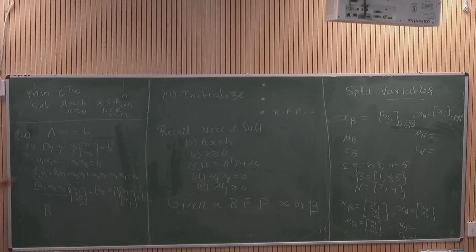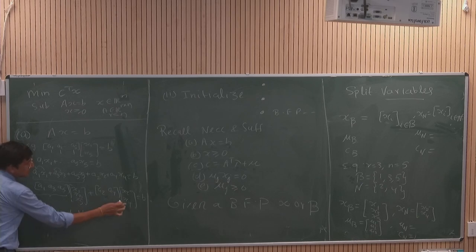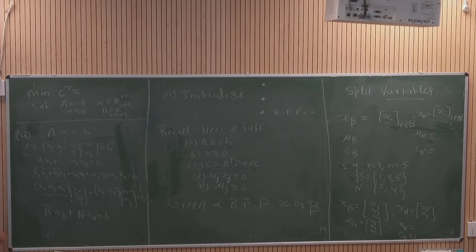The B matrix. Recall the basic feasible point. The columns corresponding to the B index set form the B matrix. I don't know whether it's non-singular or not, but I'm just writing it. What is this? The corresponding N matrix, because it's coming from the N index set. What is this? XN equal to 0. So far so good.